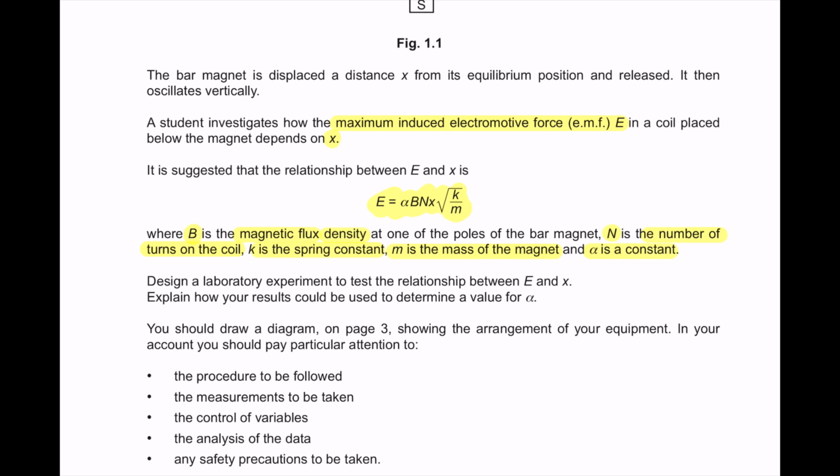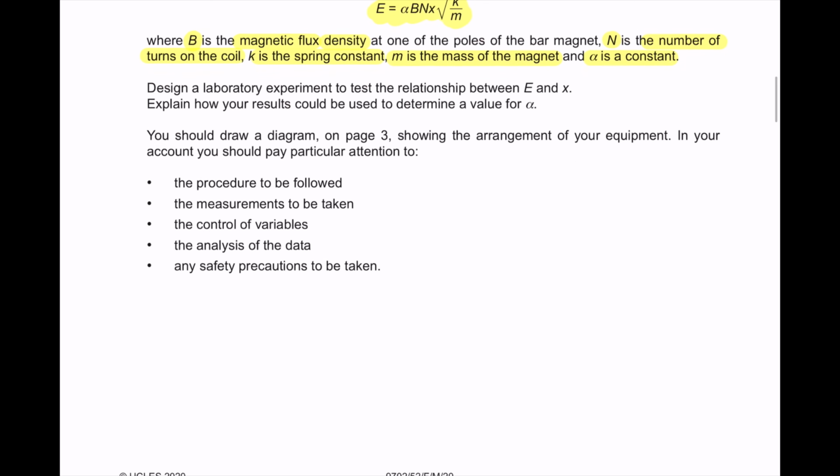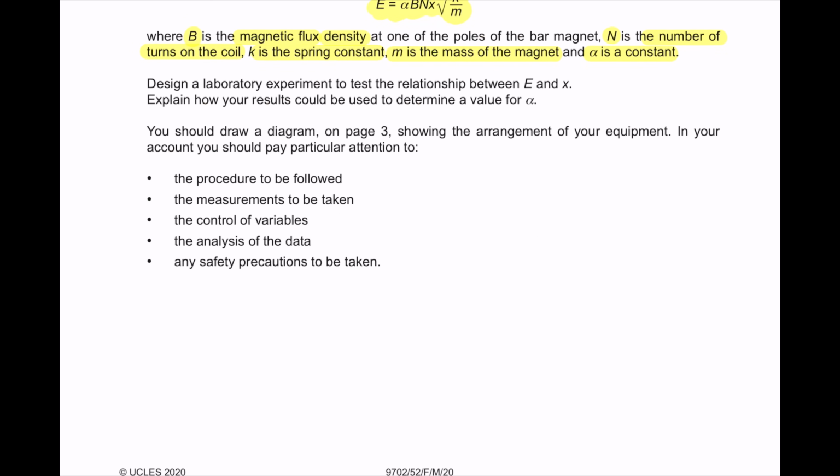Now what we are supposed to do is design a laboratory experiment to test the relationship between E and x. E is the maximum EMF and x is the distance that we have displaced the bar magnet. Also, we have to explain how our results could be used to determine a value for alpha. Alpha is a constant. We have to determine the value of alpha by using this given equation. Also, what are we supposed to do in order to plan an experiment?